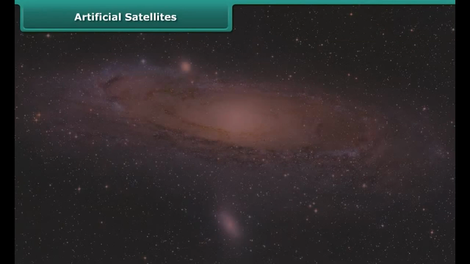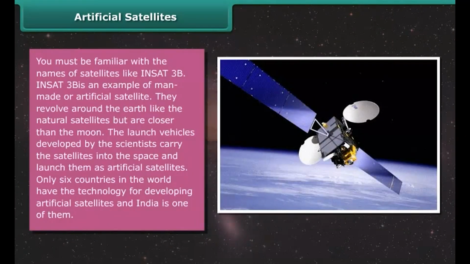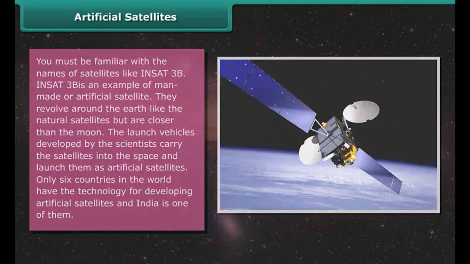Artificial satellites. You must be familiar with the names of satellites like INSAT-3B. INSAT-3B is an example of a man-made or artificial satellite. They revolve around the Earth like the natural satellites, but are closer than the Moon. The launch vehicles developed by the scientists carry the satellites into space and launch them as artificial satellites. Only 6 countries in the world have the technology for developing artificial satellites, and India is one of them.